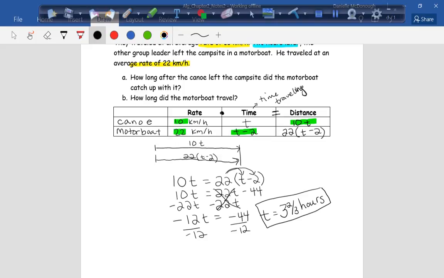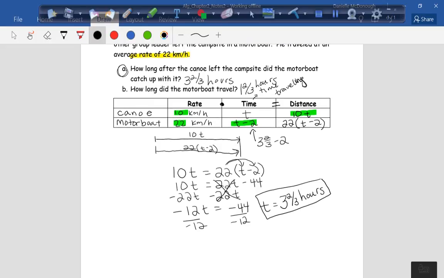All right? So the first question right here was how long after the canoe left the campsite did the motorboat catch up with it? Well, the answer to that question would be 3 2/3 hours later. And so the second piece says, how long did the motorboat travel? Remember, the time for the motorboat is this t minus 2 right here, so it's 3 2/3 minus 2. So that answer would be 1 2/3 hours. Okay, so we took these distances and we set them equal to one another because they were traveling the same distance.